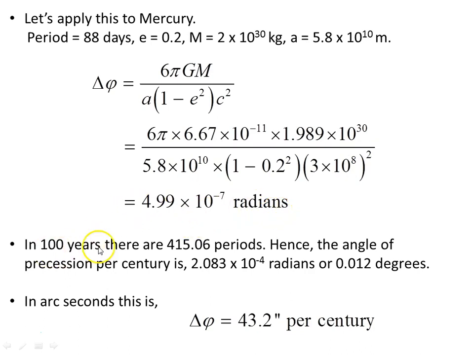Now, in 100 years, there are 415.06 periods. In 100 years, how many lots of 88 days you've got this many. Hence the angle precession per century is 2.03 times 10 to the minus 4 radians, or converting that to degrees, pi radians is 180 degrees, so 1 radian is 180 divided by pi degrees, you get 0.012 degrees. And in arc seconds, you multiply that by 60 arc minutes times 60 arc seconds, you'll get delta phi as 43.2 arc seconds per century.